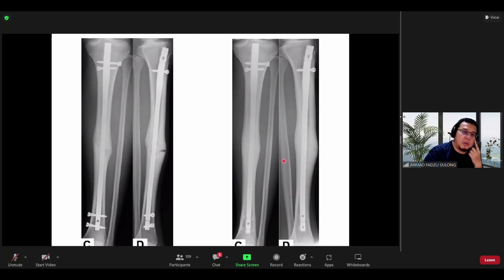Okay. So when you want to see union, this is what you want to see first, bridging callus. The fracture line may still be present, but bridging callus tu ada, so it's considered union. So janganlah bila aku tanya how do you know it is united or not? Fracture line tak ada. Fracture line tak ada is when the fracture has consolidated. Okay.